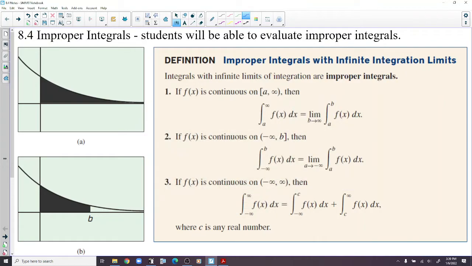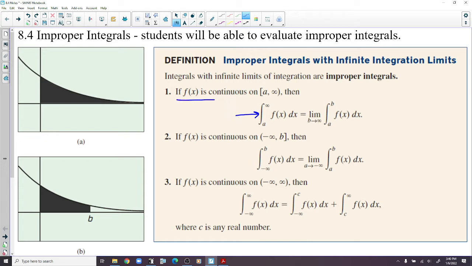This is section 8.4. We have a definition, improper integrals with infinite integration limits. Integrals with infinite limits of integration are called improper integrals. So here we have the integral from a to infinity of f of x. Now we can't really plug infinity in. What we can do is approach infinity.